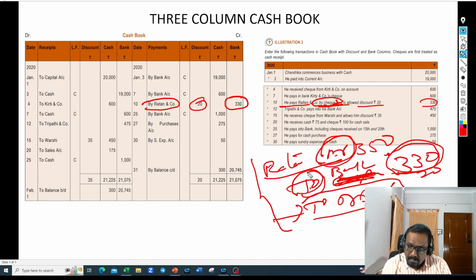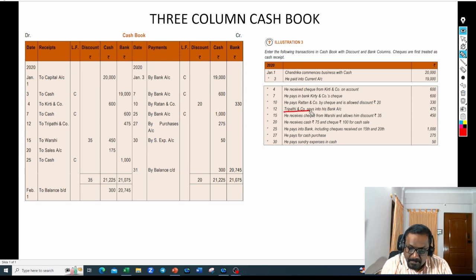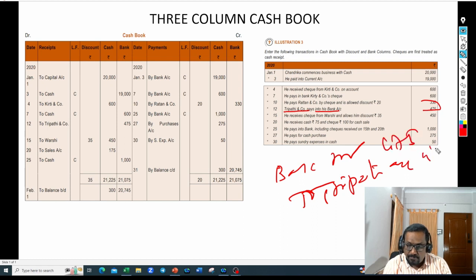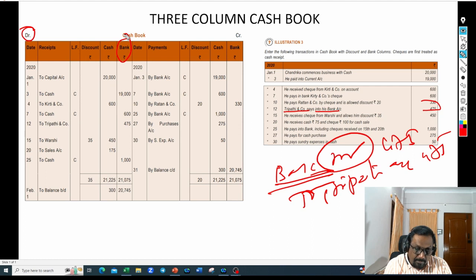Clear? Right. Next, Tripathi and company pays into bank account 475 rupees. Tripathi and company directly deposited into the bank. So my bank is the receiver, right? So bank account I need to debit because the bank is directly receiving that amount from Tripathi. Who is the giver? Tripathi is the giver, so Tripathi account I need to credit for 475 rupees. Bank account is debited here, so I need to put it on the debit side, in the bank column, and write Tripathi 475.